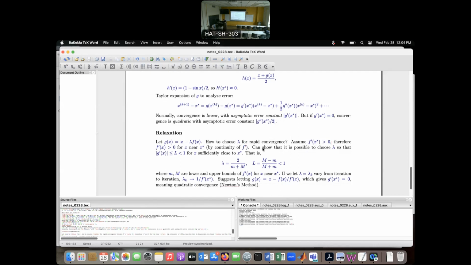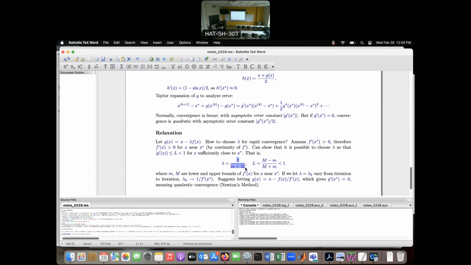It is possible to show, and you do show it in homework, that it is possible to choose lambda to make this happen. You can guarantee convergence, and the value of lambda that you get is this right here, and the Lipschitz constant that comes with it is equal to this, where little m and big M are lower and upper bounds on the derivative for nearby x. This is why we use the assumption that f prime is positive, and therefore it's positive nearby. So little m and capital M would also be positive for x sufficiently close to the root. That would cause this to be less than 1. So at least we see that it's possible to use lambda to make convergence possible.